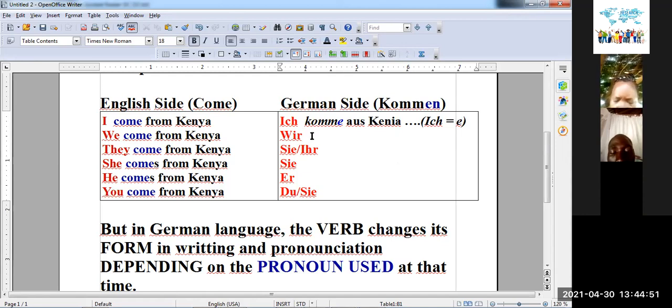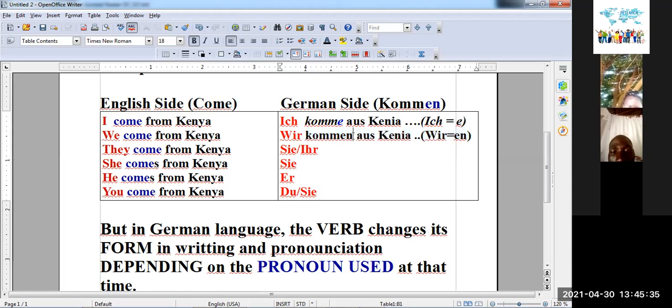Now, look at this. We come from Kenya. In English, it's the same: come, comes. But in German, when you use wir, it always maintains the original verb. So wir kommen aus Kenya. So what's the formula? The formula is wir, always. When I say formula, it means all the time. Wir equals the verb with en.